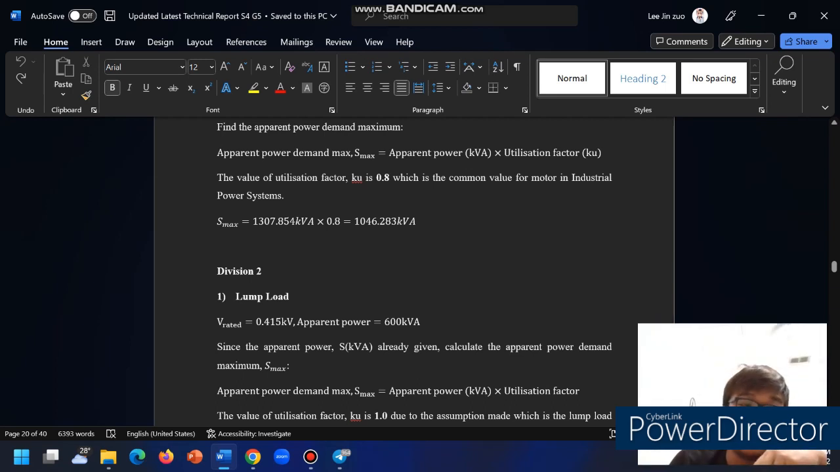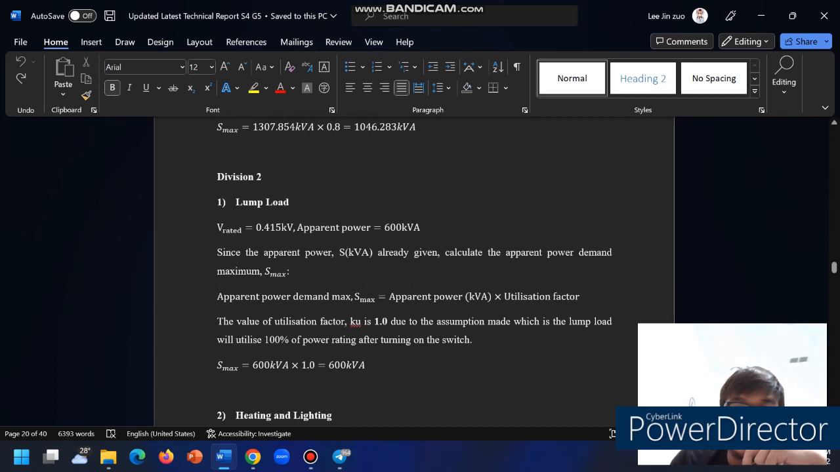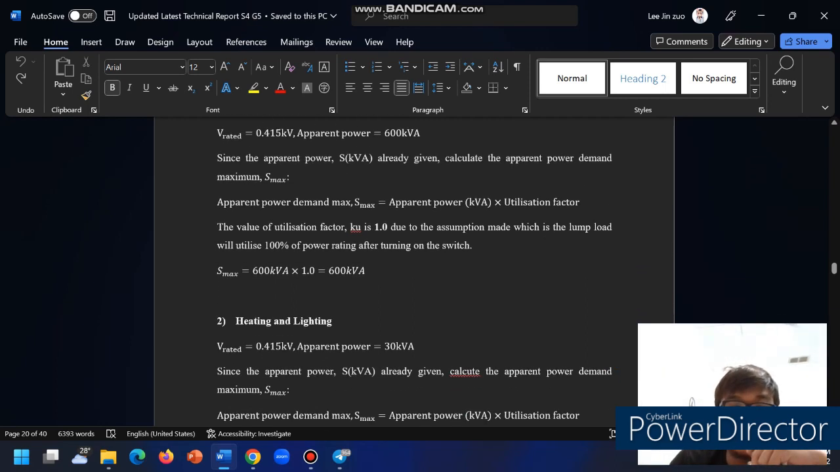Now we continue to division 2, where we have a load pump with a V rated of 0.415 kilovolt, and the apparent power is 600 kVA. Since the S is given, we calculate the apparent power demand maximum, which is times KU, which we selected as 1.0 due to the assumption made, that the load will be utilized 100% of power rating after turning on the switch, so it will be 600 kVA.